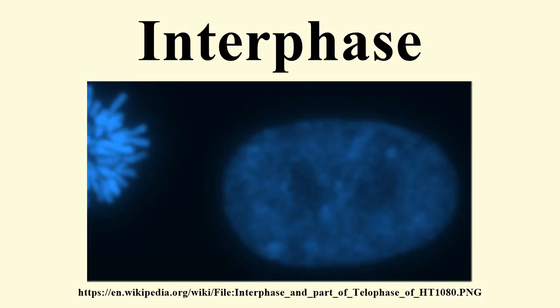Interphase and other cellular processes in gamete production. Interphase is succeeded by meiosis. In programmed cell death, interphase is followed or preempted by apoptosis.